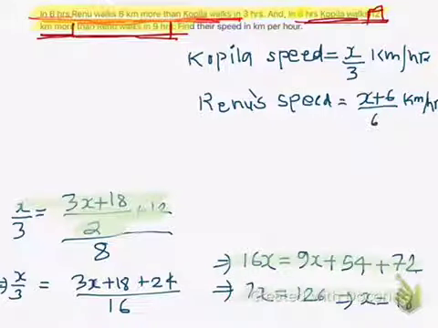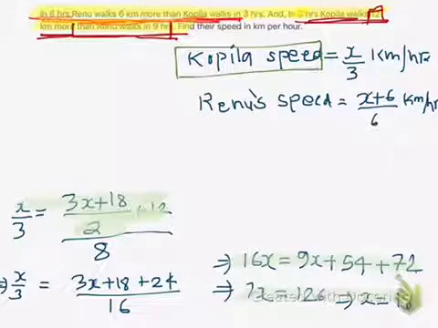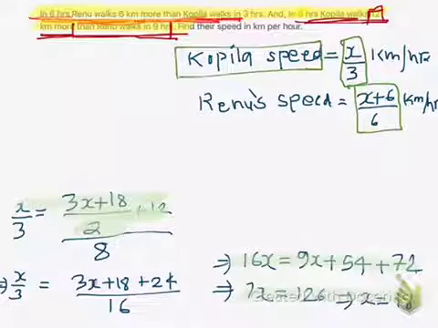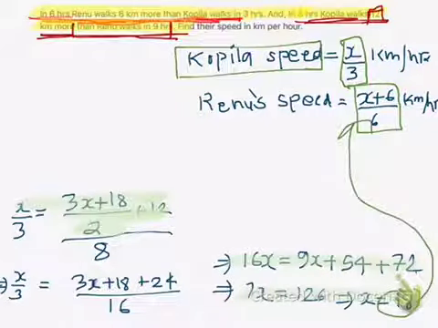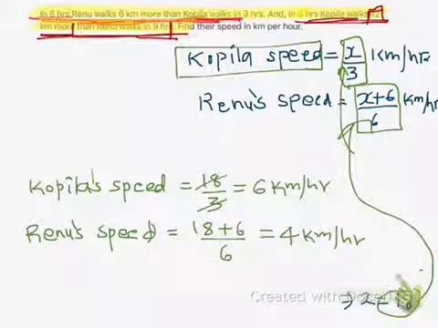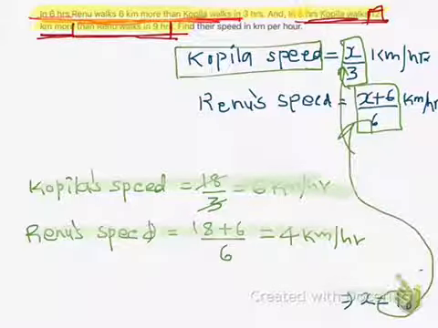We also know that Kopila's speed in kilometers per hour is x by 3, and Renu's speed is x plus 6 by 6 kilometers per hour. So let us substitute the value of x equals 18 into these two speeds. On substitution, we got the value of Kopila's speed to be 6 km per hour and Renu's speed to be 4 km per hour. And yes, these are the speeds of Kopila and Renu in kilometers per hour, and it's our answer.